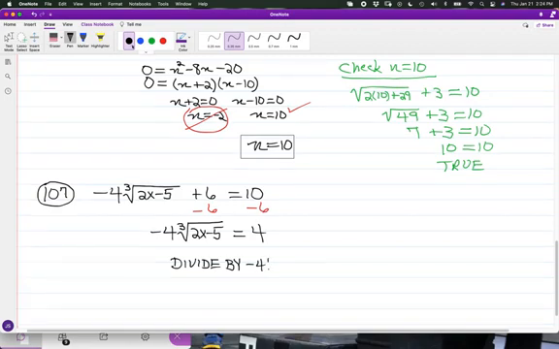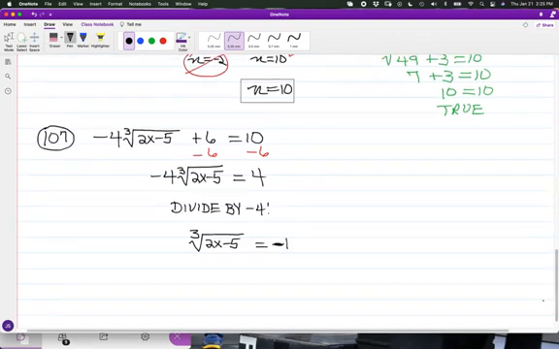So if I divide by -4, on the left-hand side we have the cubic root of 2x minus 5, and we have equal to 4 over -4, which will be -1. Again, if I had this set up as the second root or fourth root or any other even root of 2x minus 5 equal to -1, automatically there would be no solution. But since I'm dealing with an odd root, in this case, I can continue.